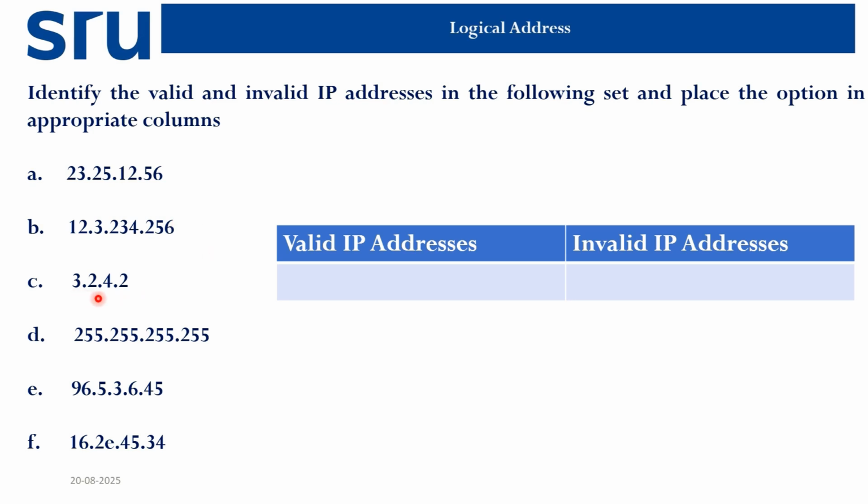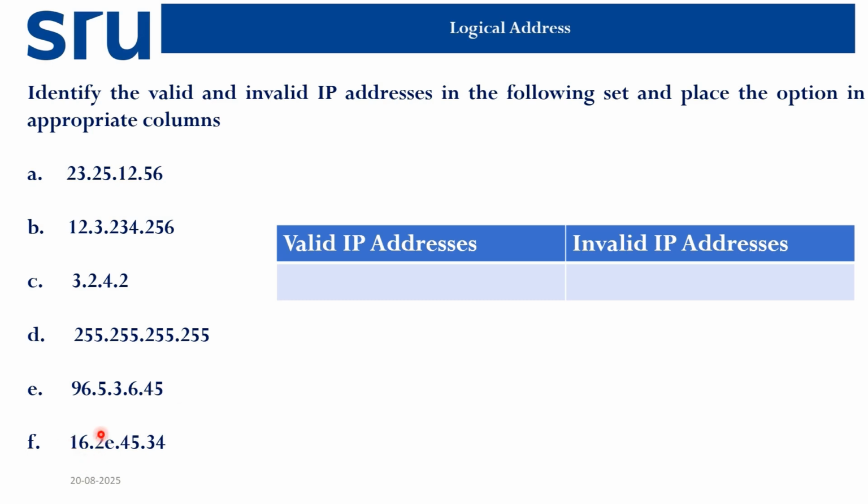Next, 3.2.4.2. It consists of 4 octets and it ranges from 0 to 255. It is a valid IP address. Next, 255.255.255.255. It is also a valid IP address because the range is 0 to 255 only, right? Next, 96.5.3.6.45. Here there are 5 octets present, but an IPv4 address has only 4 octets. So it is an invalid IP address.